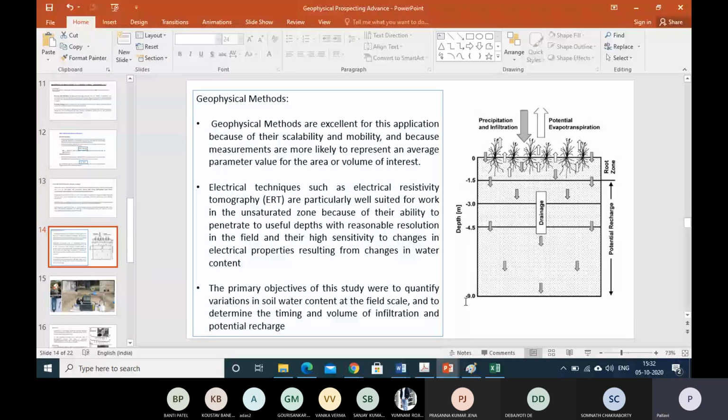Okay, so geophysical methods are excellent for this application because of their scalability and mobility. Scalability and mobility mean it's not a very in situ type of experiment. You can go for a larger scale, and also you can move your instrument from one area to another area. You can do similar experiments over a number of places. Okay, so the volume of the data set will be larger if you are using an electrical array.